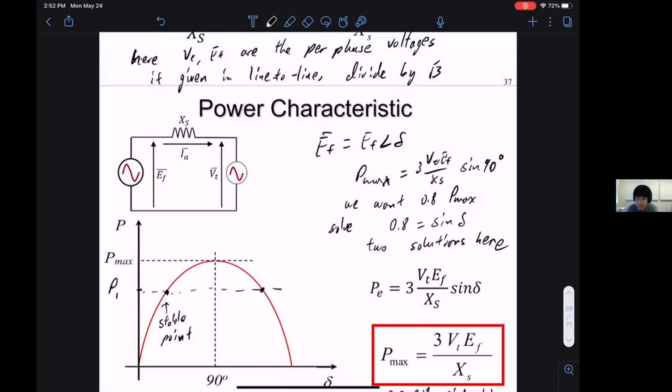Yeah, and then I just have one more question. Why do we get the max at 90 then? It's because at 90 degrees, EF and VT are 90 degrees out of phase. So sine is maximized at 90 degrees. But intuitively, looking at the circuit, why does that 90 degrees make sense? Oh, because you're dividing by reactance. You're dividing by jXS, so at 90 degrees you want the j to cancel. I see. Okay.